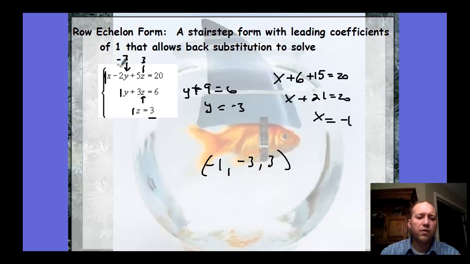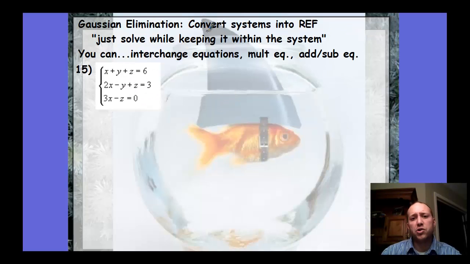And so row echelon form is this form where you have the coefficients of 1 and then your amount of variables decrease in that stair-step form. Gaussian elimination is just converting systems into row echelon form. And so it's the same thing you've been doing. It's just typically for Gaussian, you keep it in this system, in this setup.